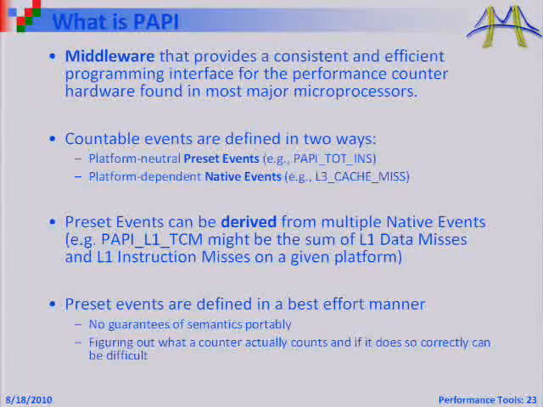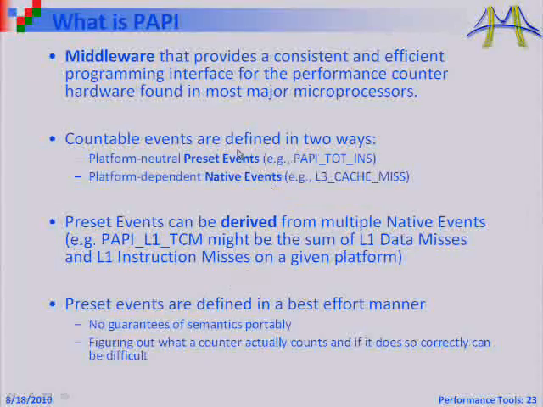So, as I mentioned, PAPI is sort of a middleware layer that you can use directly in your application, but it's also most often incorporated into tools, and you most often use it actually through tools. And the countable events are defined in two ways. There are platform-neutral preset events, and then there are these native events. The preset events come with a prefix PAPI. So, for example, PAPI total instructions counts the total number of instructions that were executed. And the native events are just whatever is supported by the particular platform or CPU. And the preset events here are just derived from a linear combination of the native events.